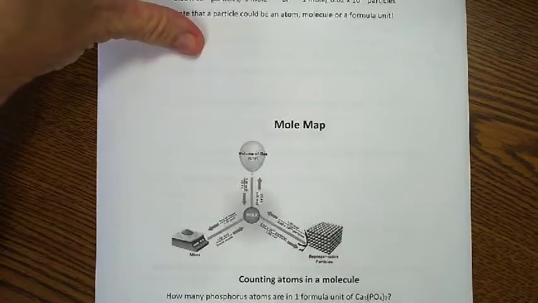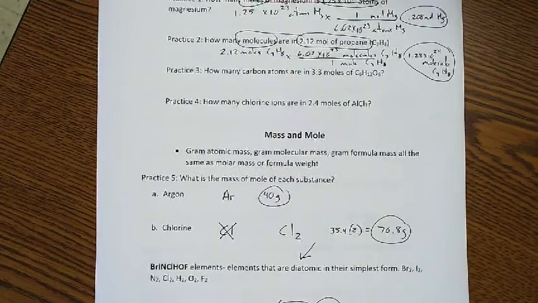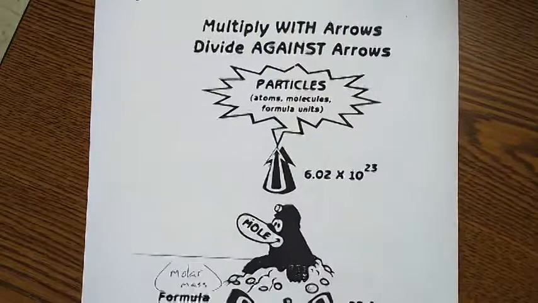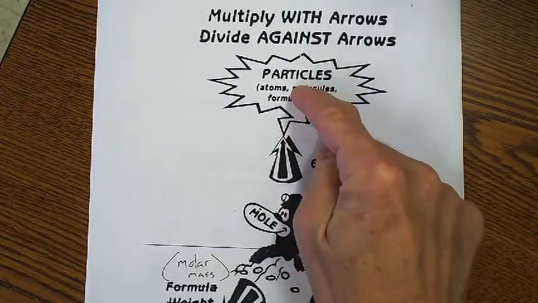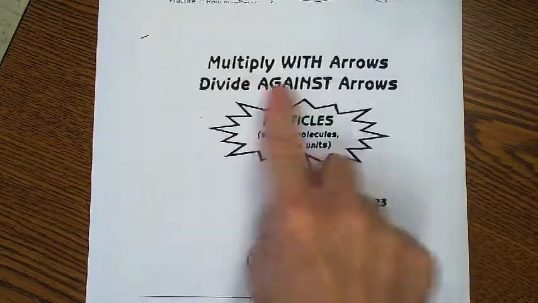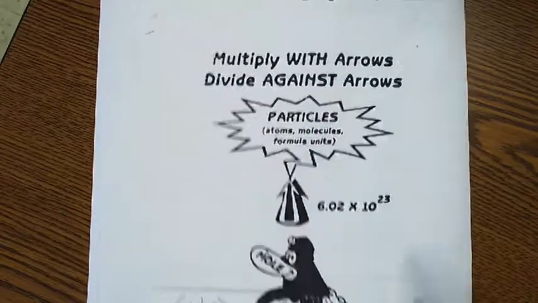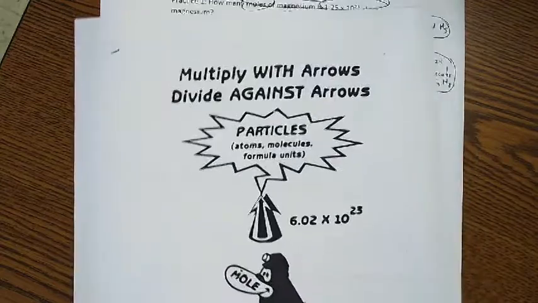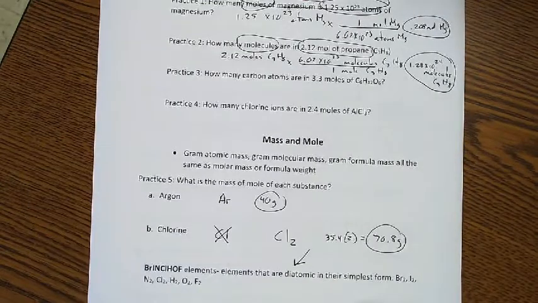So the first thing we're going to do is look at the relationship again between moles and particles. So again, we're going from here to here, or here to here. Remember, multiply with the arrows, divide against them. And what we're multiplying or dividing by is 6.02 times 10 to the 23rd, because that's what a mole is. I should back up a second and talk about that number. Like, how big is that number?